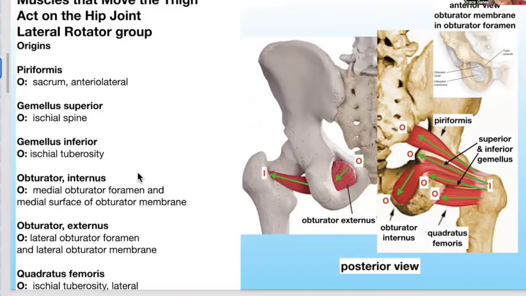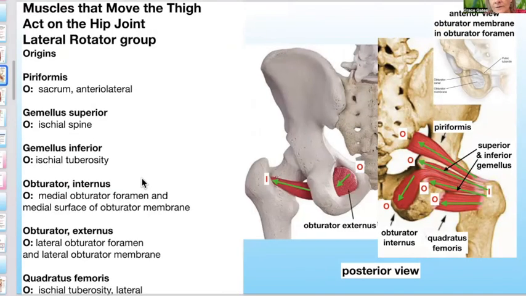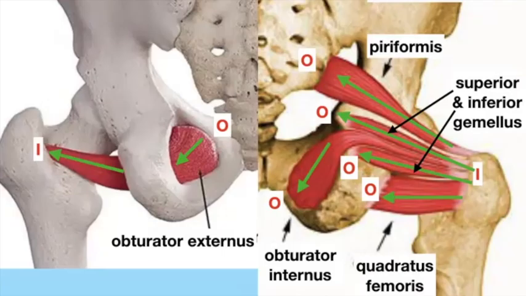And if you're listening to this, I hope that you can look at the pictures to help yourself, or it's hard to really imagine. So the piriformis, origin, anterolateral sacrum. The gemellus superior, origin, the ischial spine. Gemellus inferior, origin, ischial tuberosity. The obturator internus, origin, medial obturator foramen and medial surface of obturator membrane.